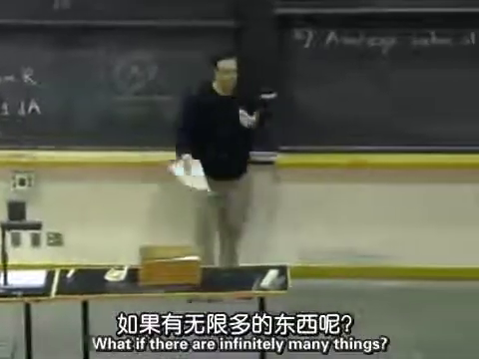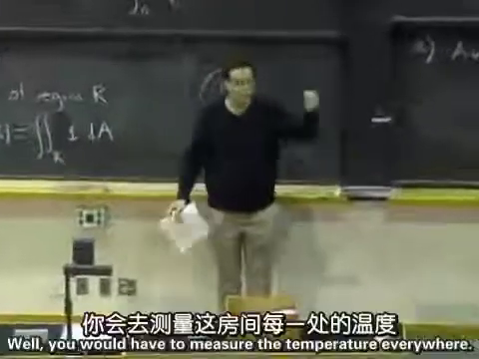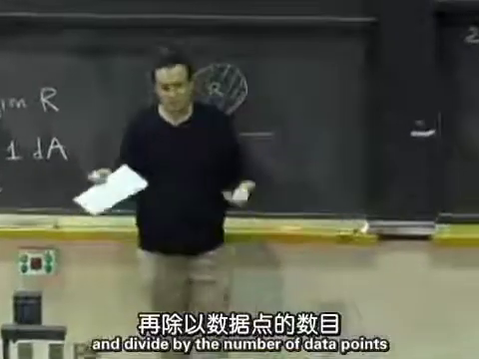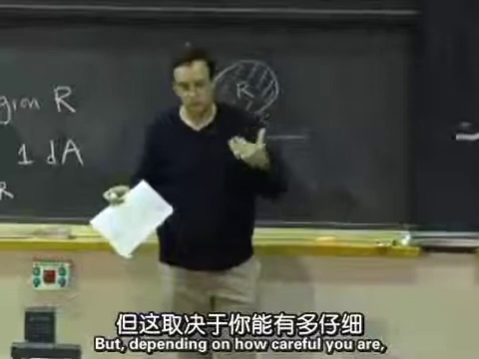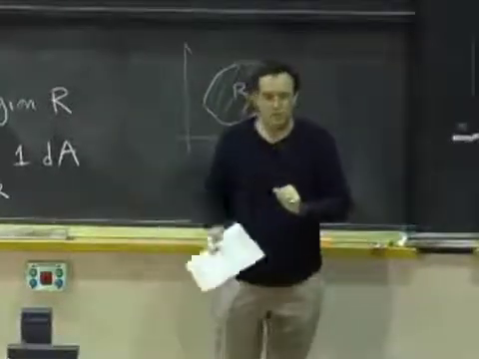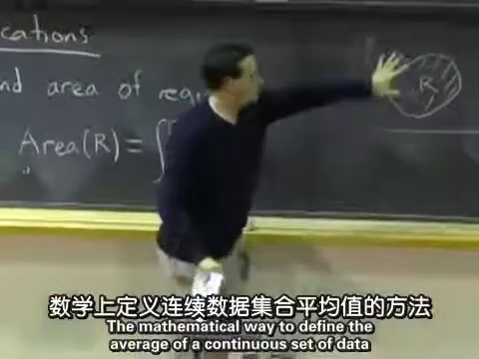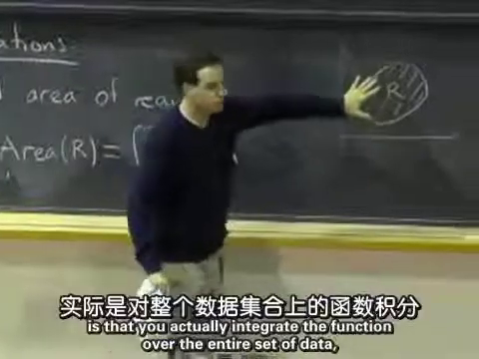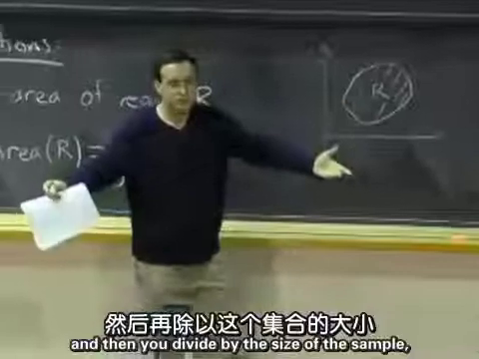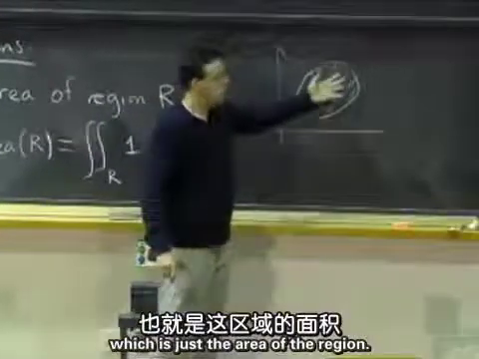What if there's infinitely many things? Because, say I ask you to find the average temperature in this room, well, you would have to measure the temperature everywhere, and then add all of these together and divide by the number of data points. But depending on how careful you are, actually, there's potentially infinitely many points to look at. So the mathematical way to define the average over a continuous set of data is that you actually integrate the function over the entire set of data, and then you divide by the size of the sample, which is just the area of the region.